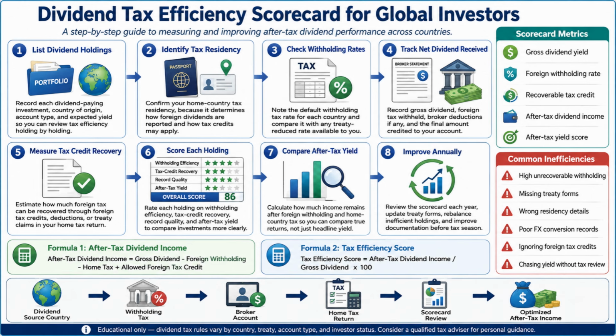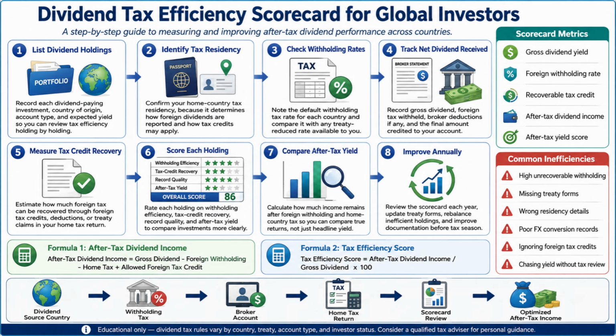performance. First, list all dividend holdings in your portfolio. Record each dividend-paying investment, country of origin, account type, expected yield, and payment details. This helps you review tax efficiency holding by holding instead of looking only at the total portfolio. Next, identify your tax residency. Your home country tax residency usually determines how foreign dividends are reported and whether tax credits may apply. Without confirming this step, it can be difficult to know which rules apply to your dividend income.